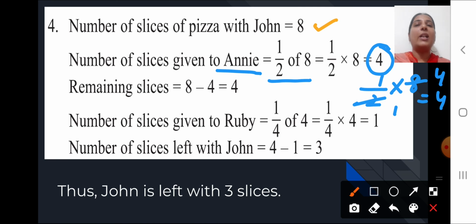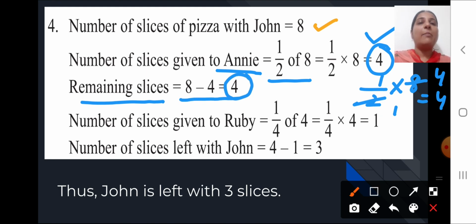Okay. Now what are the remaining slices? How we will get the number of remaining slices? We will subtract this 4 from the total slices that John was having. So 8 minus 4, we will get 4. Now the number of slices given to Ruby. As we discussed, he gave 1/4 of the remaining slices to Ruby.